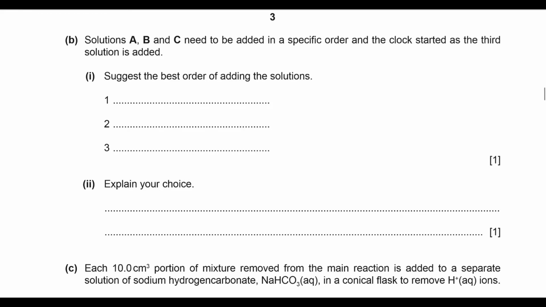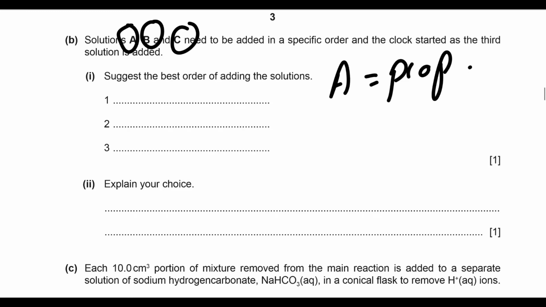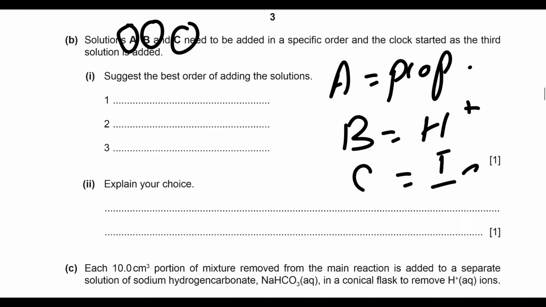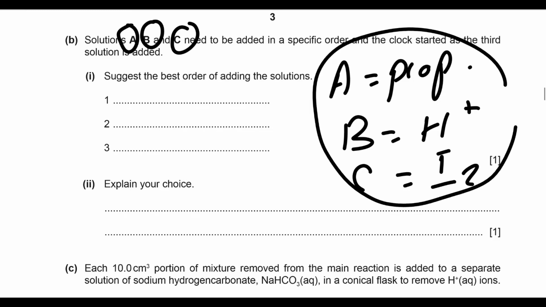Here are the solutions A, B and C. A was propanol, B was the acid, and C was the iodine. Now suggest the best order of adding these solutions. What's the best order? Now look at here please.